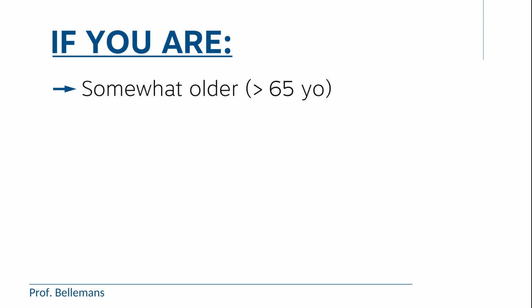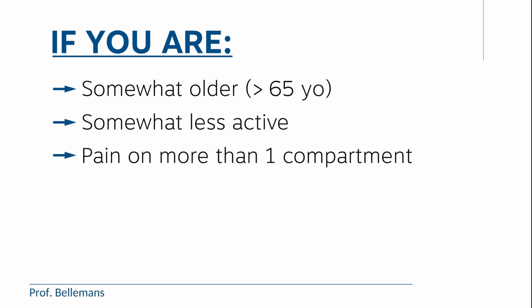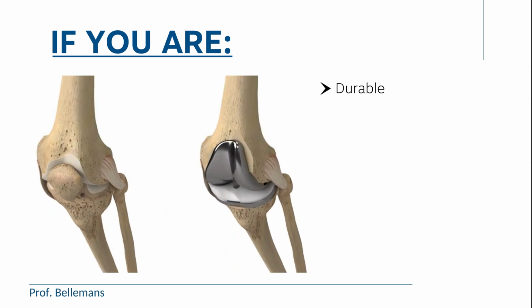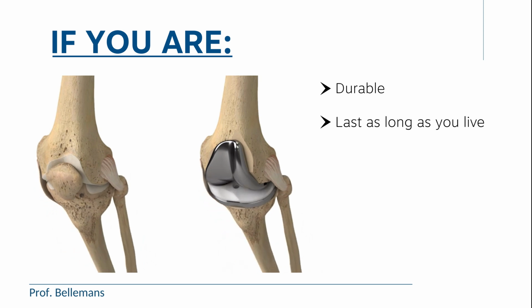that will then probably last the rest of your life. If you are somewhat older than 65 and maybe also somewhat less active, and the pain is in more than one compartment, for example, both on the medial side but also in the front of the knee, go for a total knee prosthesis. That will be a maybe less ideal situation from a functional perspective, but it will solve the pain in both compartments where it hurts, and it will be durable enough, in most cases, to last as long as you live.